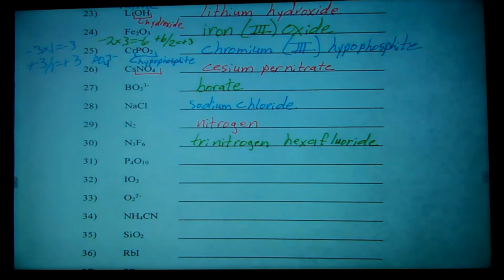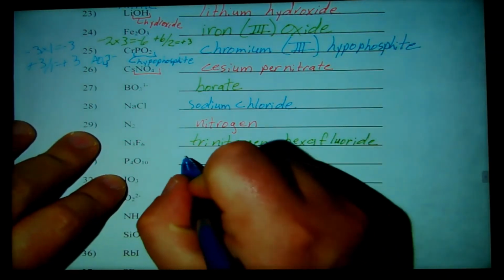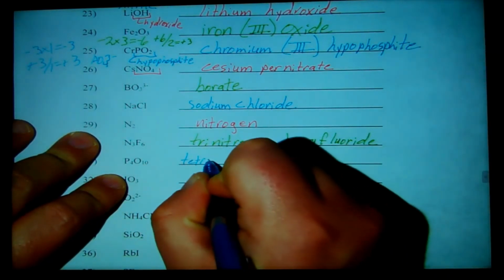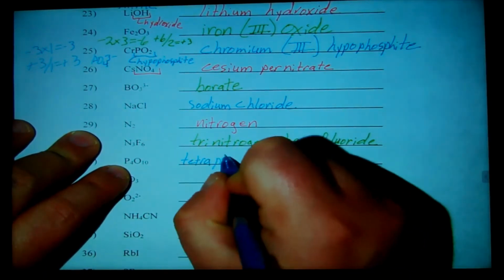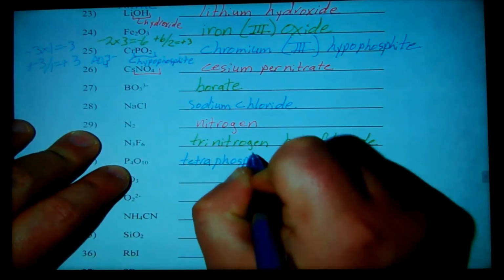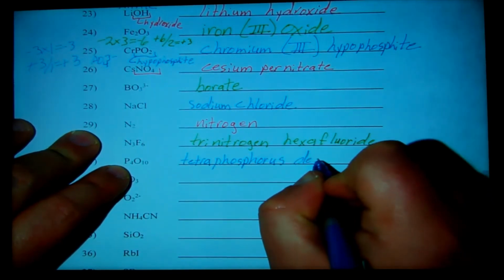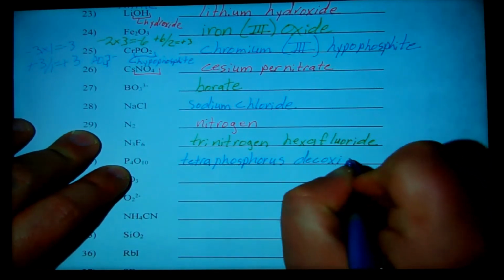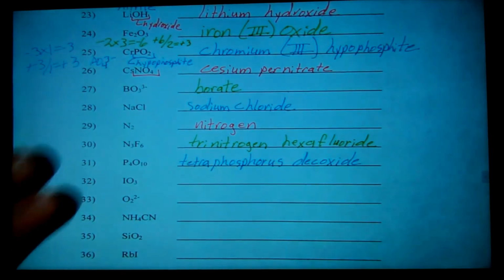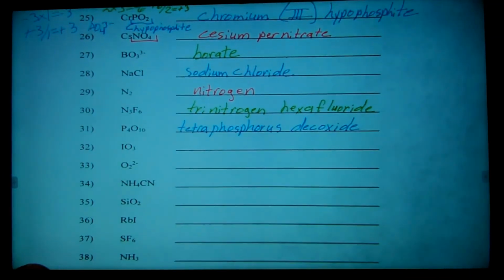Go to number 31, we have P4O10. Phosphorus and oxygen are nonmetals, so we're yet again looking at a covalent bond. Use prefixes. Tetra for the first one, so tetraphosphorus. Decoxide. So tetraphosphorus decoxide. Okay?